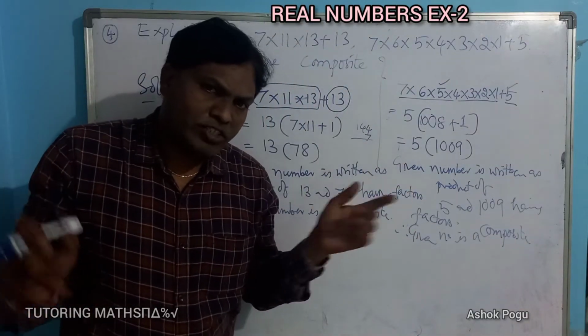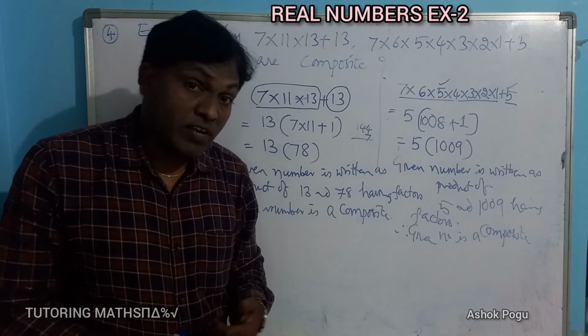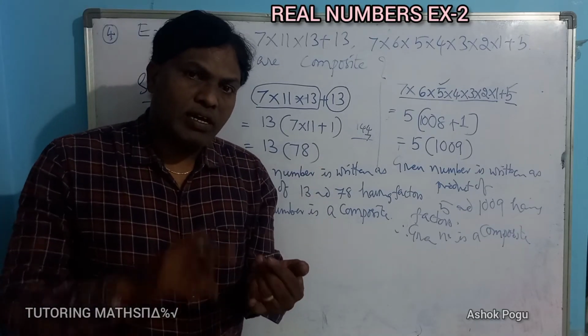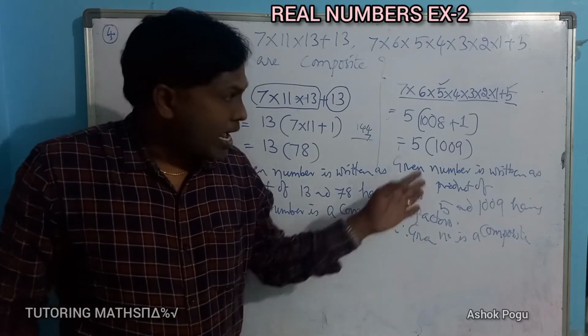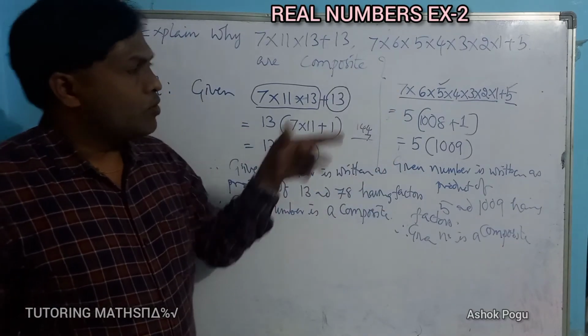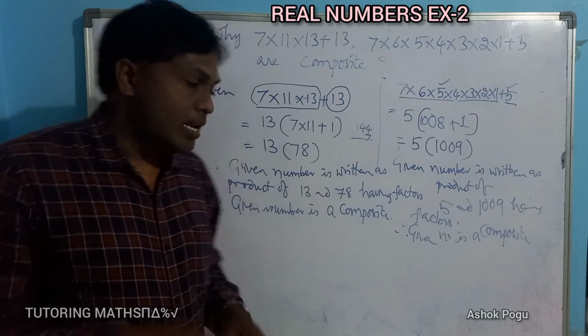Very simple, my dear students. Keep in mind the definition of composite number. The number which has more than two factors other than one and itself is called a composite number. So just like this you can do some more questions. Let us continue.